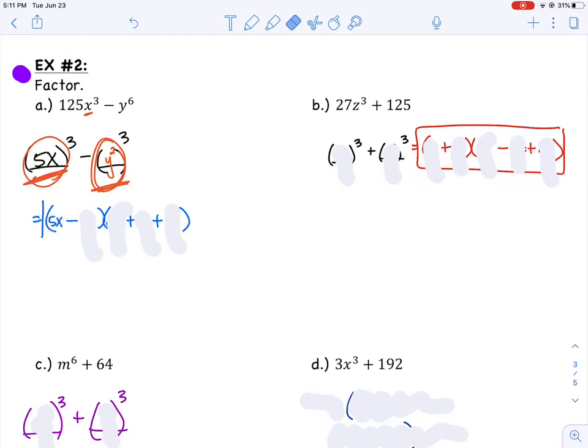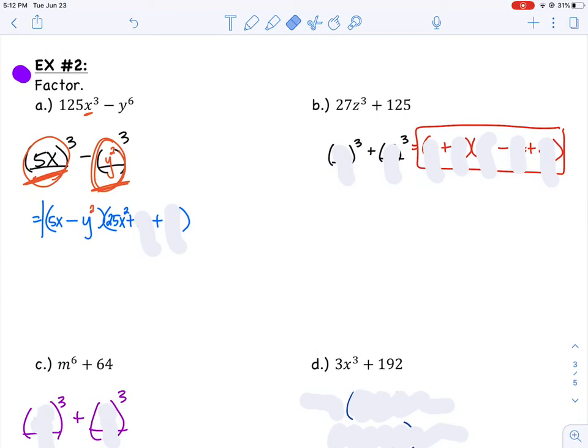It's my first term, which is the 5x, my second term, which is the y squared. It's my first term multiplied by itself, so what's 5x times 5x? Did you say 25x squared? It's not a 5x squared. Remember, the 5 and the x has to be multiplied again. So 5x times 5x is 25x squared.